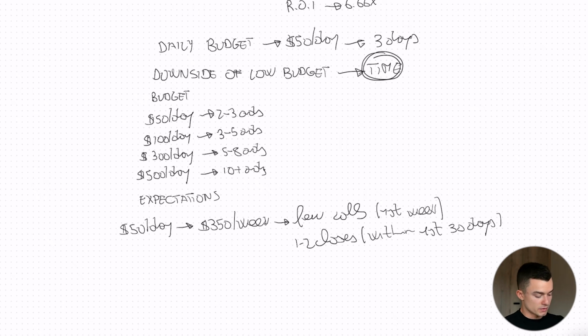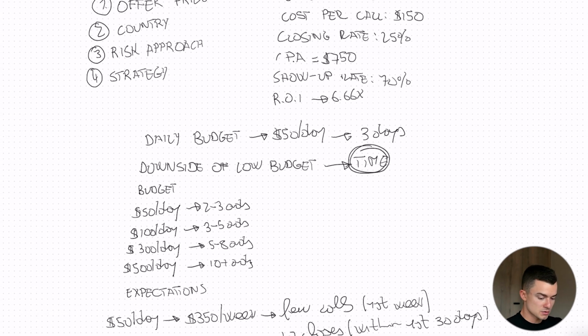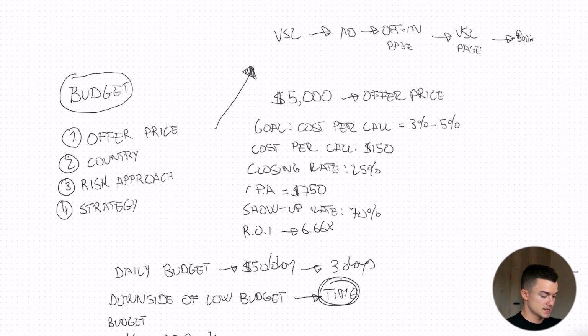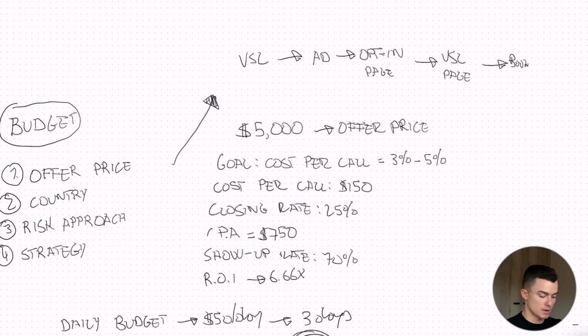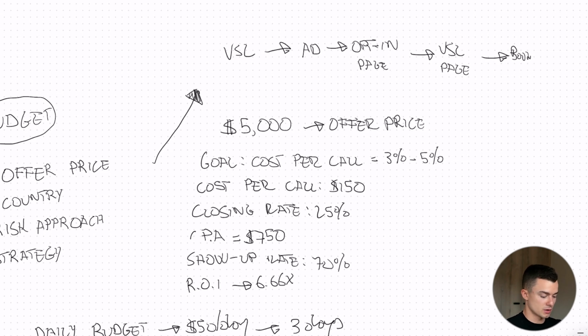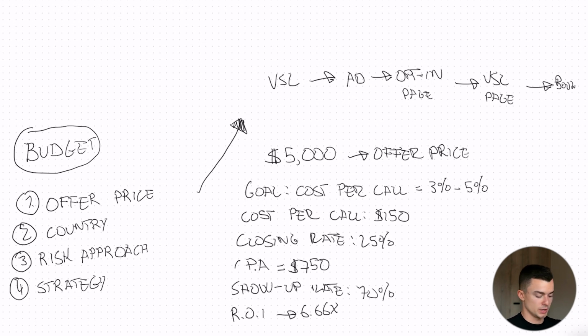Now, with $100 a day, basically you just speed up the process. So I would already expect to get the first call definitely within the first 4 to 5 days. And as you move up the budget, everything just moves a lot faster. So to answer the question you're probably asking: can I start running my ads with a $50 a day budget if I run a VSL and if my offer is between $2,000 to $5,000? The answer, of course, is yes.